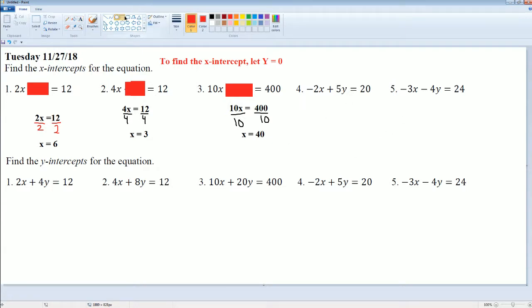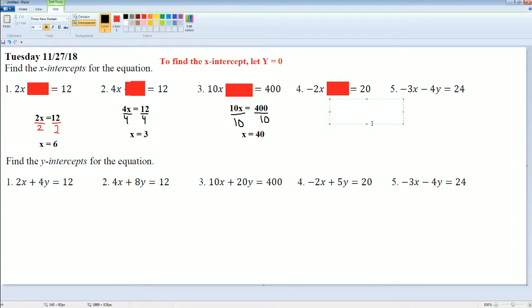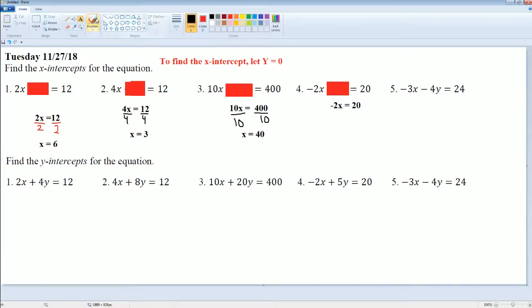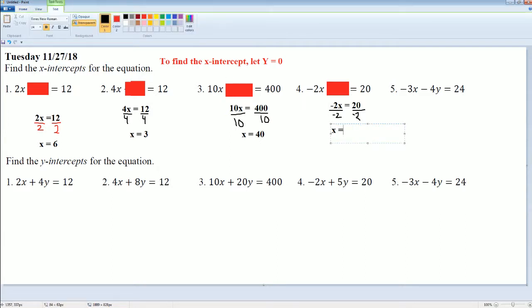So y equals 0. So that disappears because 5 times 0 is nothing. Or 0, which represents nothingness. Then, how should the equation look? Should be negative 2x is equal to 20. Now you want to divide both sides by negative 2, because that's what you're trying to get rid of to get x alone. So now you got x is equal to negative 10.